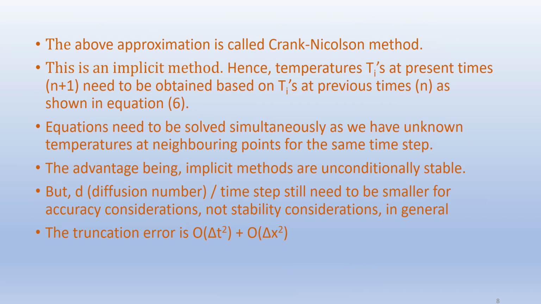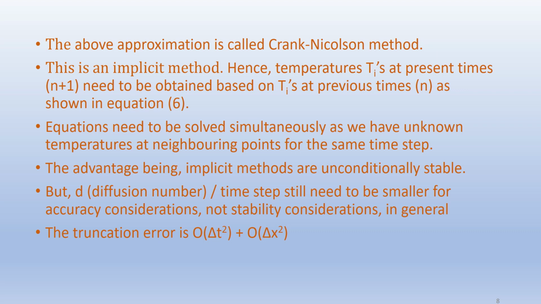This is an implicit method, hence temperatures T_i at present time n plus 1 need to be obtained based on T_i at previous time n, as shown in equation 6. Equations need to be solved simultaneously as we have unknown temperatures at neighboring points for the same time step. The advantage of using implicit methods is that they are unconditionally stable.